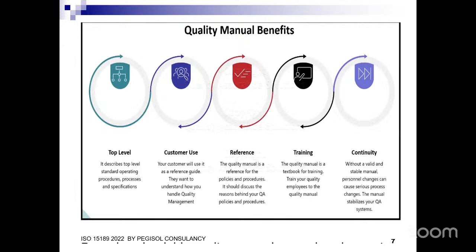Am I communicating? Next, the quality manual is also a textbook for training. It will help to train your quality employees as regards what is expected of individuals, so it also serves as a training document. For continuity, without a valid and stable manual, changes can cause serious problems.